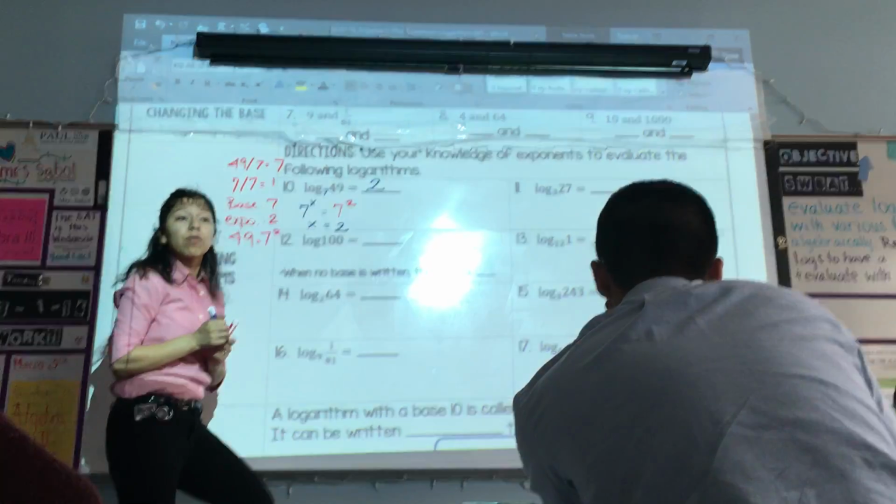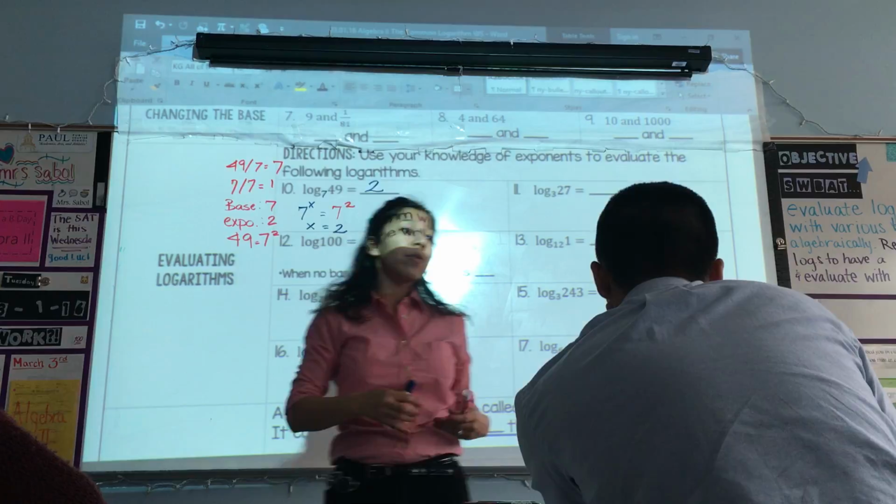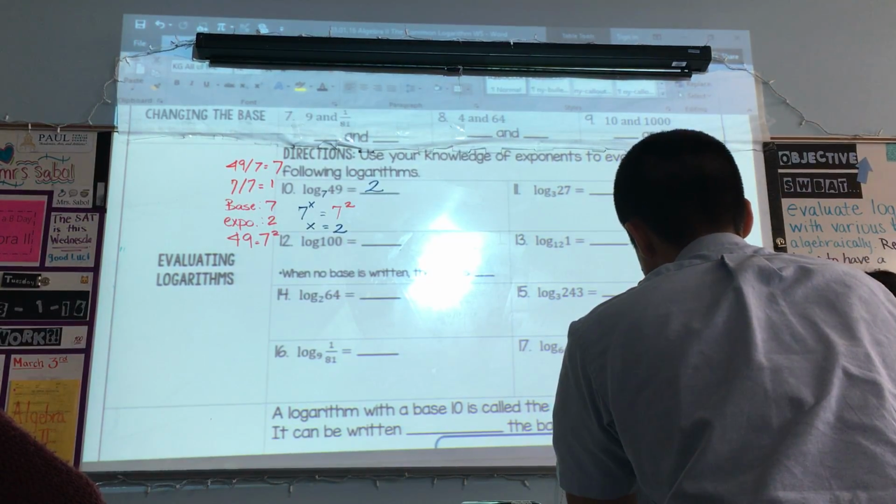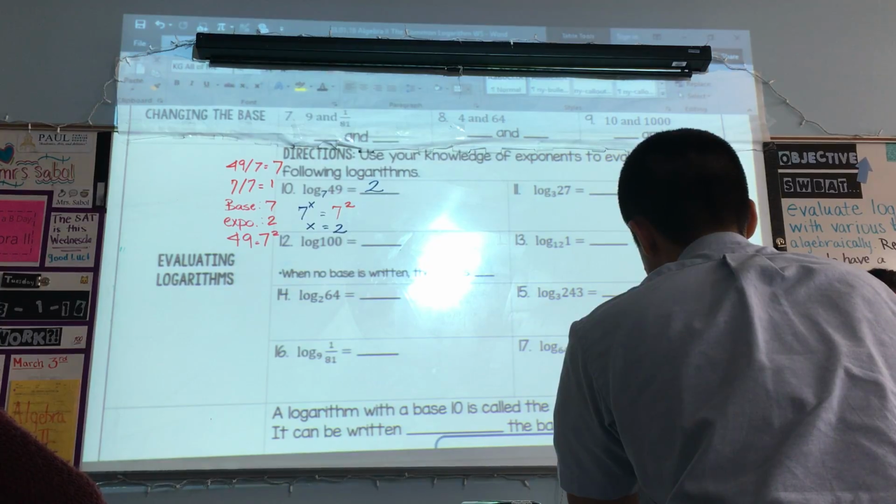I know that seems roundabout, but in the future it will help you guys with your problem solving. Thank you, Ms. Sabol, for informing us about this future stuff.